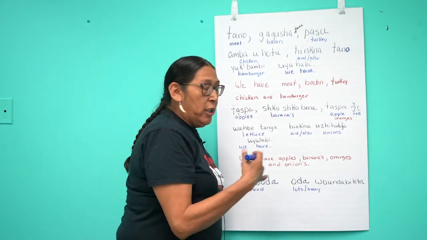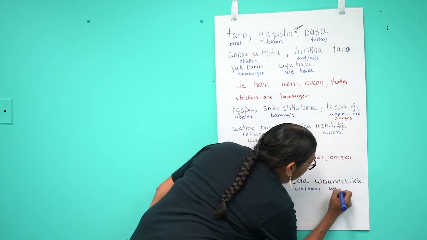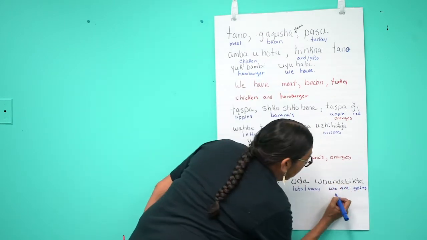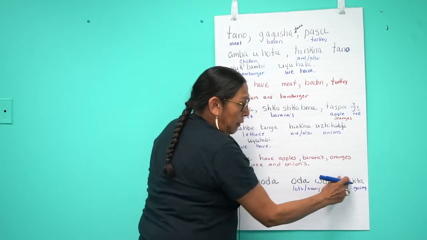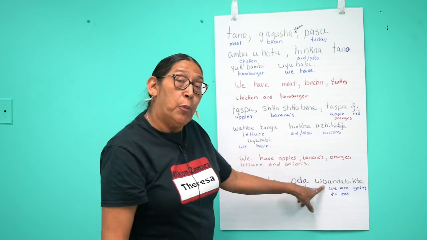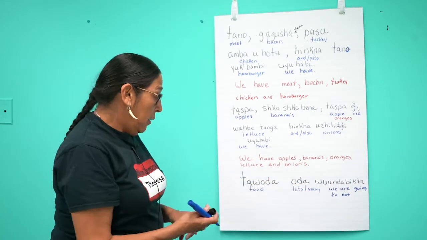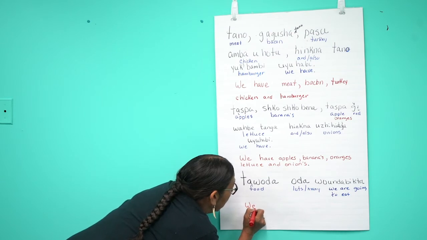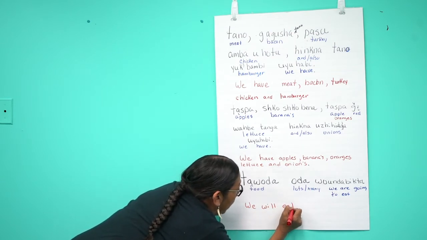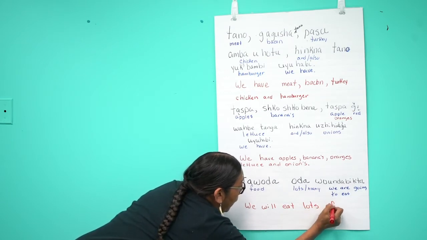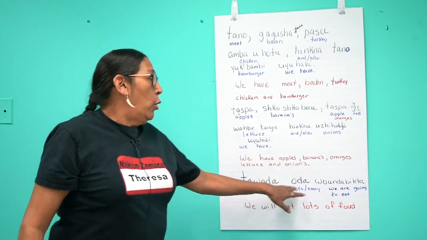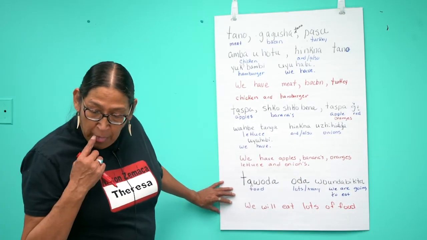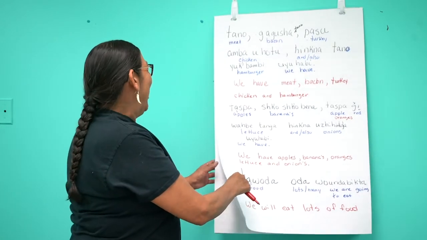And what it translates to is that we are going to eat. Bikta is making it a future. Woda is to eat, but we are going to eat. So we're putting the wo unda in front of it, making us. And what it translates to is, we will eat lots of food. Tawoda, oda, wo unda bikta. We will eat lots of food. It's got a nice rhythm. It's kind of a tongue twister.